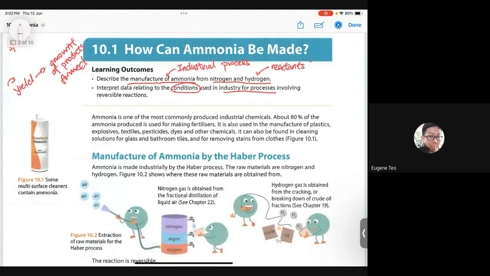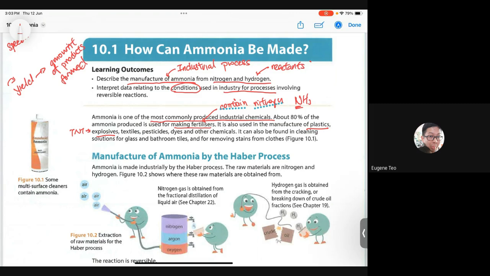So why do we focus on ammonia? Because ammonia is one of the most commonly produced industrial chemicals. About 80% is used to make fertilizers, because fertilizers contain nitrogen, and ammonia itself contains nitrogen. It can also be used to manufacture plastics and explosives. TNT is one of those explosives that contains a lot of nitrogen. It is also used for textiles, pesticides, and cleaning materials. These are the general reasons why ammonia is studied.